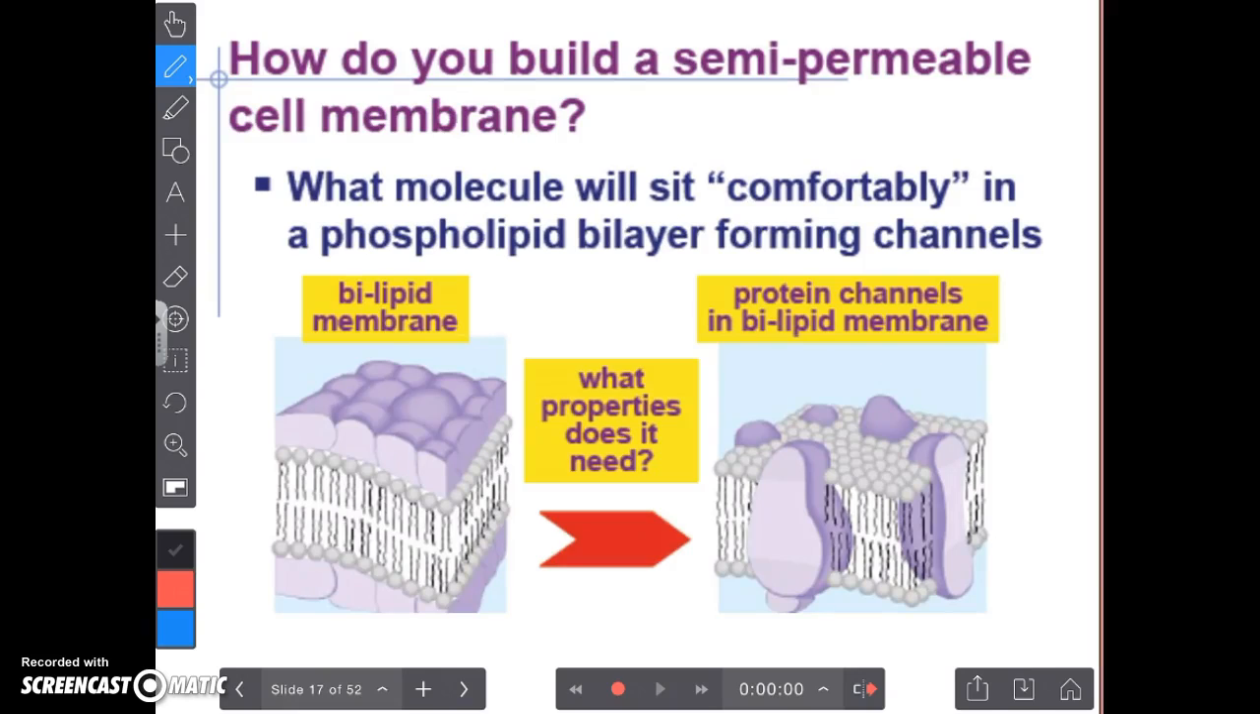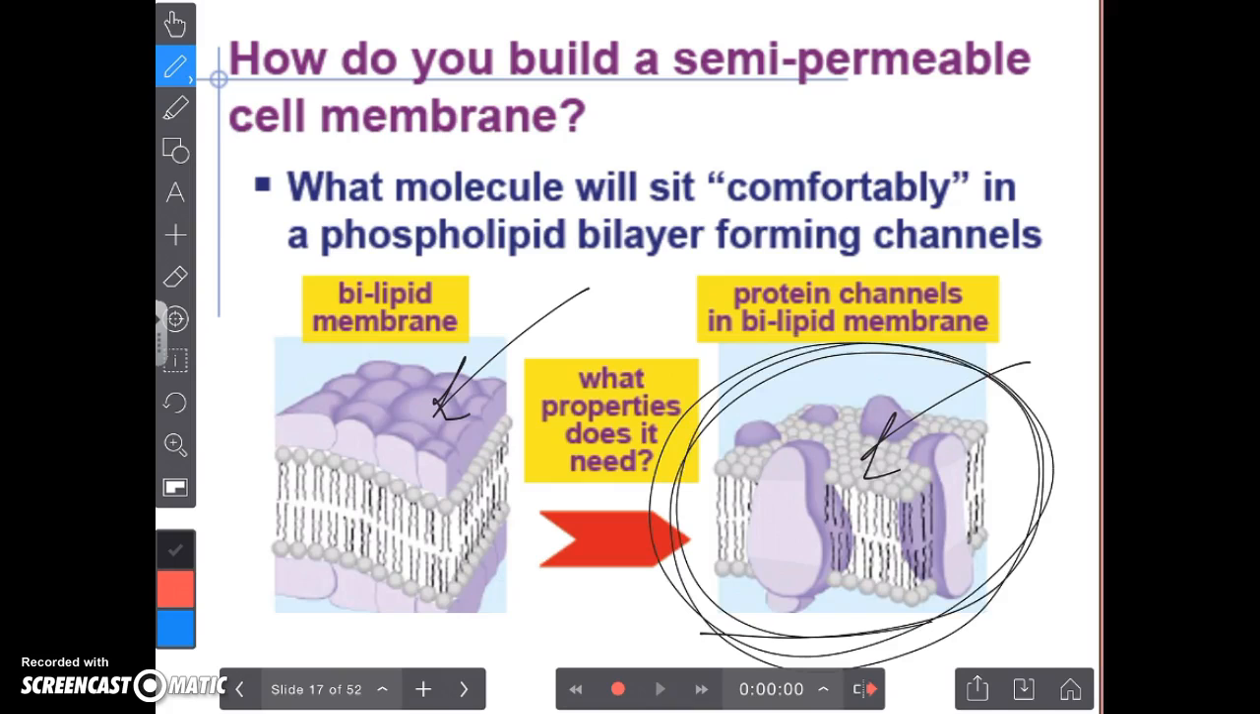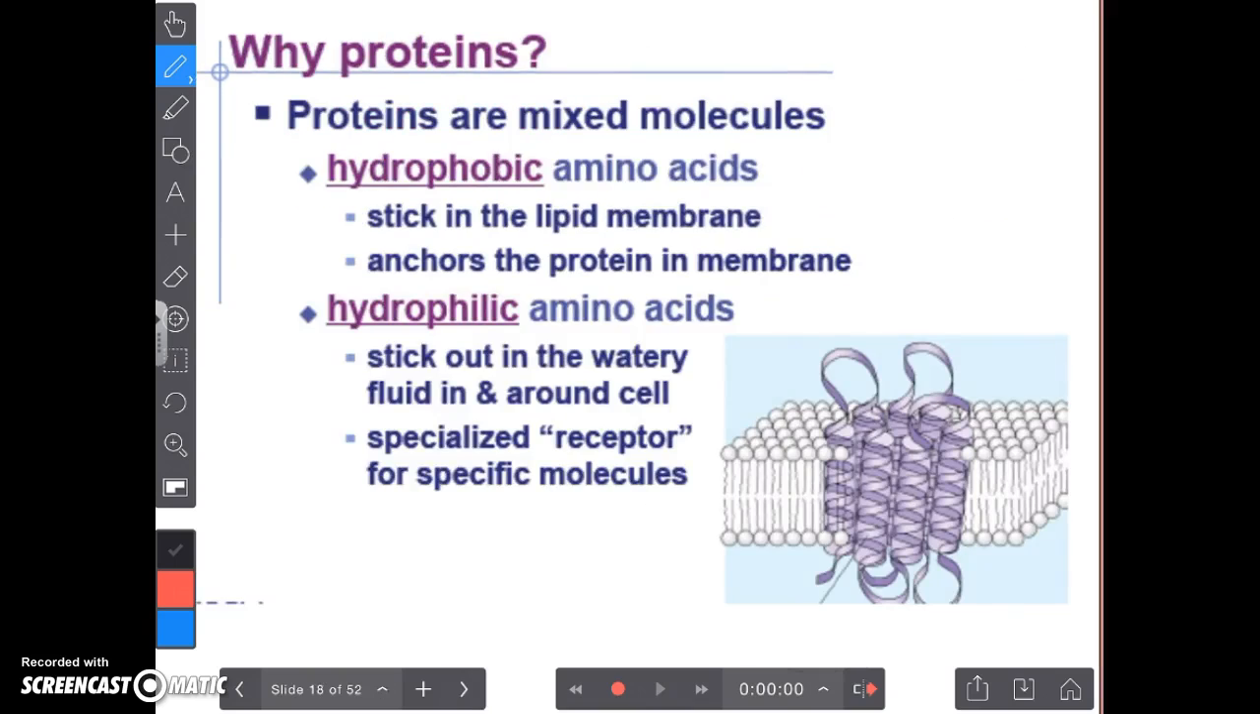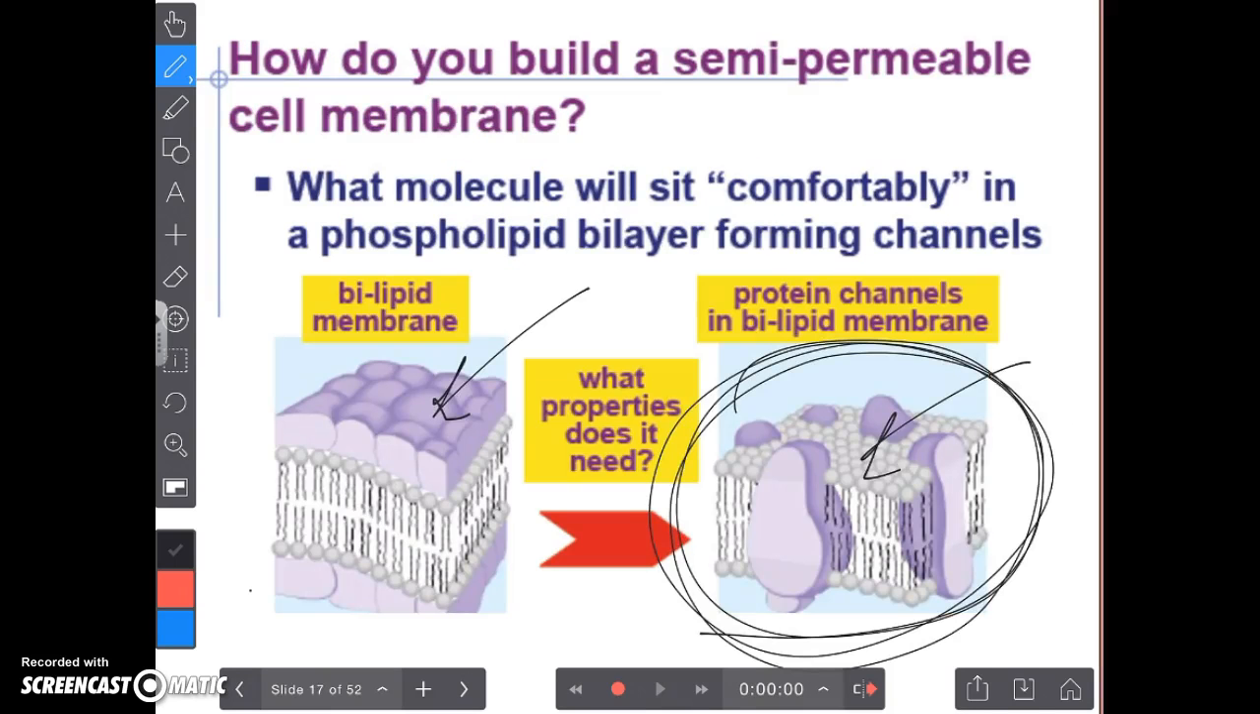Now, ultimately, what does it look like? Does it look nice and neat, or is it kind of blobs all over the place? There's a model called the Davson-Danielli model that actually looked at it like this, all having these proteins on the bottom and on the top.